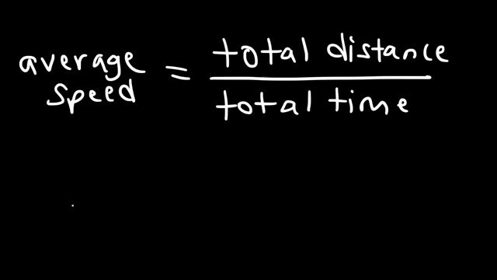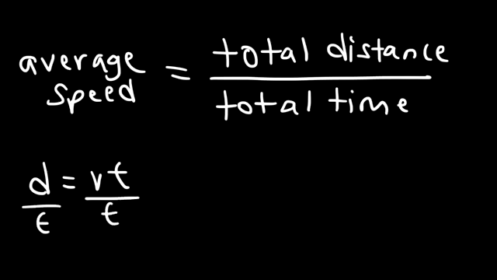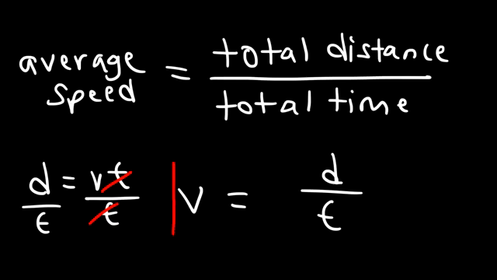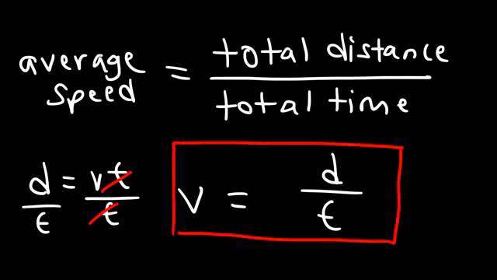Now, if you think about this formula, d is equal to vt. v can be described as the speed or the velocity. So if you divide both sides by t, you could cancel this on the right side. You'll see that v, which is the average speed in this case, is equal to d over t. So average speed v is equal to the total distance d divided by the total time t.